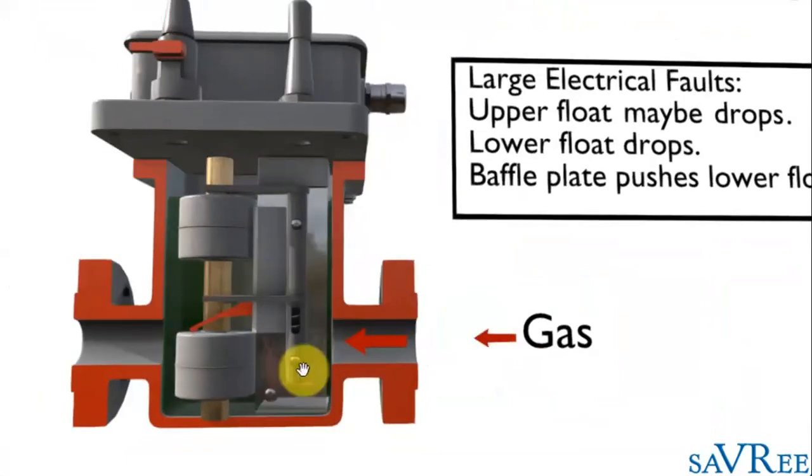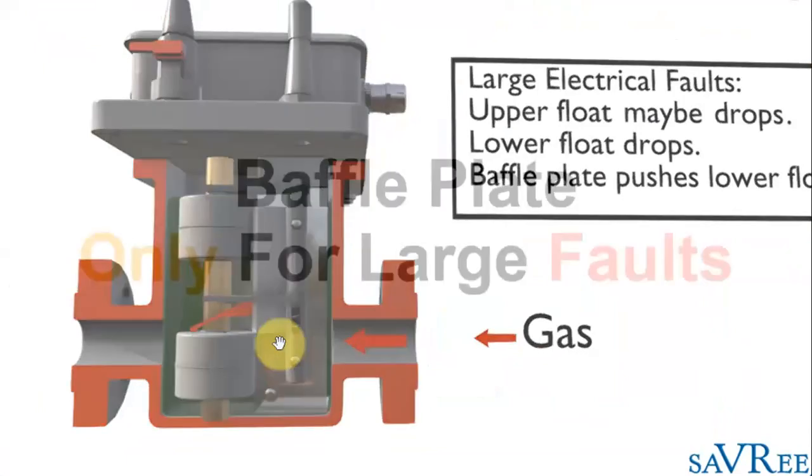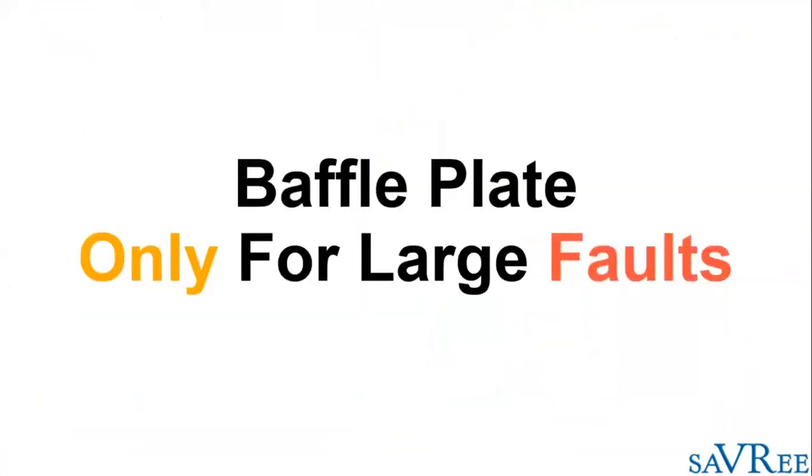However, there's other faults that we can also detect using the Buchholz relay. Again, we're going to use different combinations of floats and the baffle plate. The baffle plate itself is now no longer used. It's only there to detect large electrical faults and to push the lower float down. So now what we're going to use is the upper and lower float. I'll just push play again.